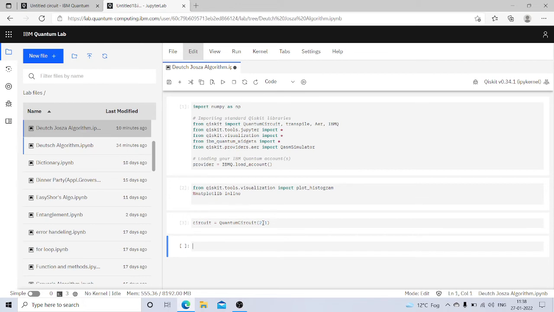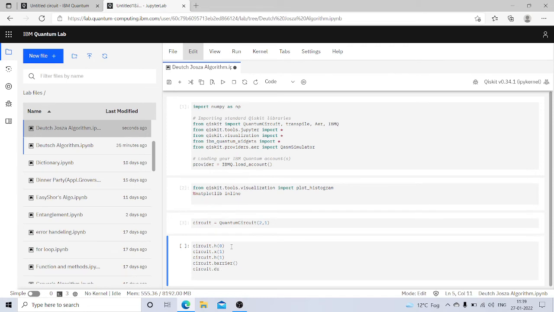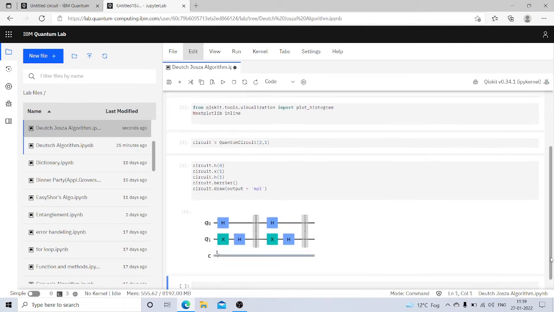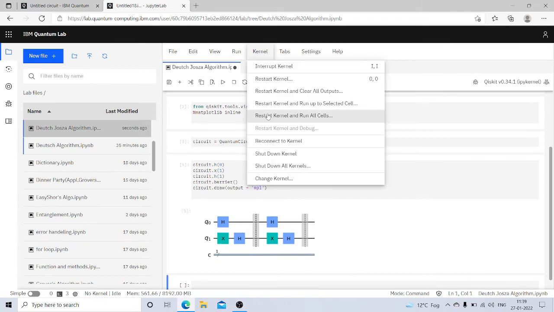Now applying the Hadamard gate on the first qubit, and the NOT gate on the second qubit. Then again a Hadamard on the first qubit. Draw the barrier for more clarity. Let me draw this to check how it looks after these changes. Matplotlib, MPL. Oh, spelling. I might run it twice. Let me restart it and run all the cells.